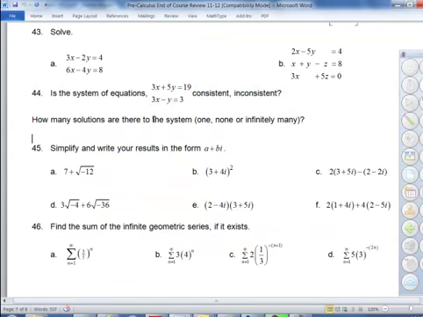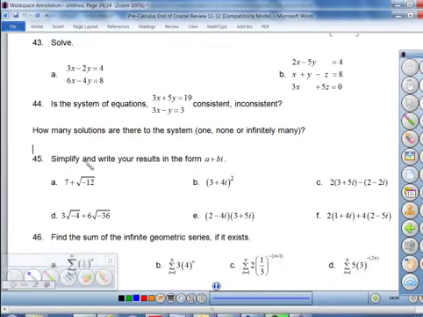Okay, 50. Basically, to tell whether the system is consistent or inconsistent, it's asking, does it have a solution or does it have no solution? And then how many solutions are there? 1, none, or infinitely many? So that's basically what you have to do. You'd have to solve it and see what you get. That's how you do number 44.